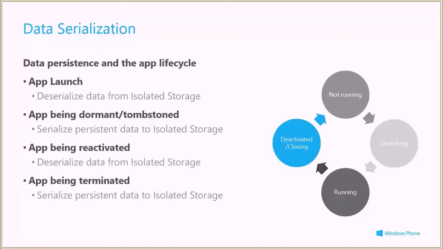If an app is being made dormant or tombstoned, we're going to talk about that in the application lifecycle session, but this is when you want to save your data to the isolated storage, or when the app is being terminated or closing, then you need to save the data. Again, to reiterate: serialization is the process of translating data structures or object state into a format that can be stored, for example in a file or a memory buffer or whatever you want, so that you can use that later through deserialization of that object.